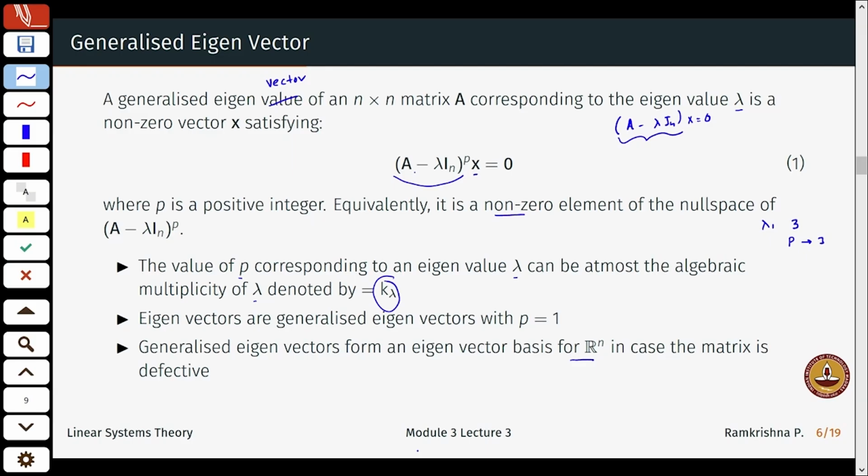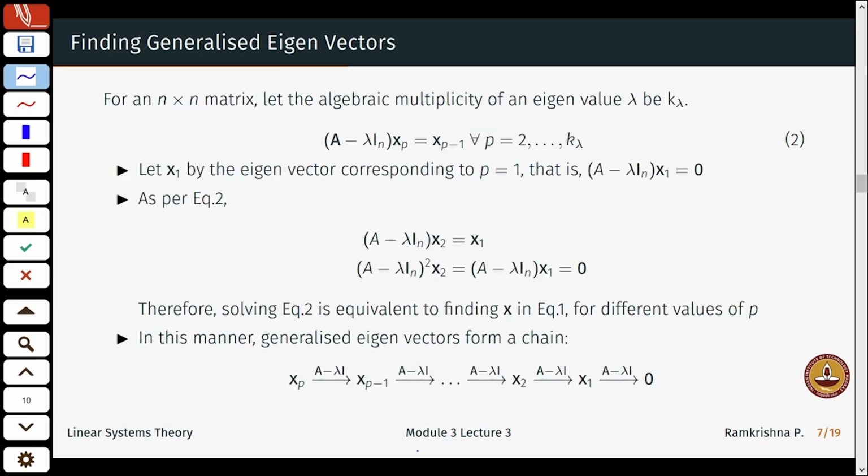What if the matrix is defective? Then I look for the generalized eigenvectors. So, how do I compute this? Let us start with an n by n matrix with an algebraic multiplicity of lambda, with the lambda occurring k lambda times. That is how we define the algebraic multiplicity.